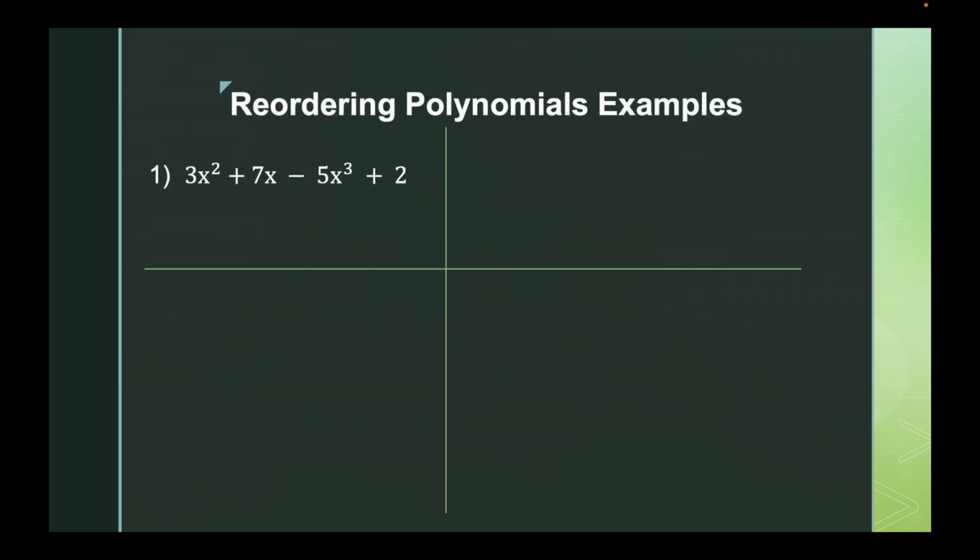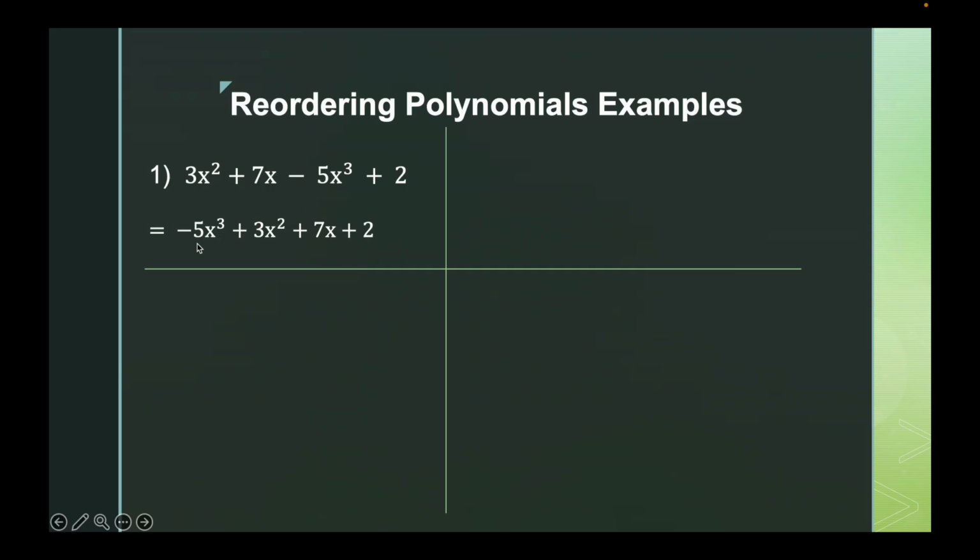So in the first example, I have 3x squared plus 7x minus 5x cubed plus 2. If I talk about the things I just mentioned on the last slide, we're looking at exponents and putting things in alphabetical order, but we don't have to worry about that right now because we only have one letter, which is the letter x. So really we're ordering it by our highest exponents first. In this case, our highest exponent is x to the 3. Then we have x to the 2, then x to the 1, and then our constant at the end. So the correct way of ordering this polynomial is negative 5x cubed plus 3x squared plus 7x plus 2.